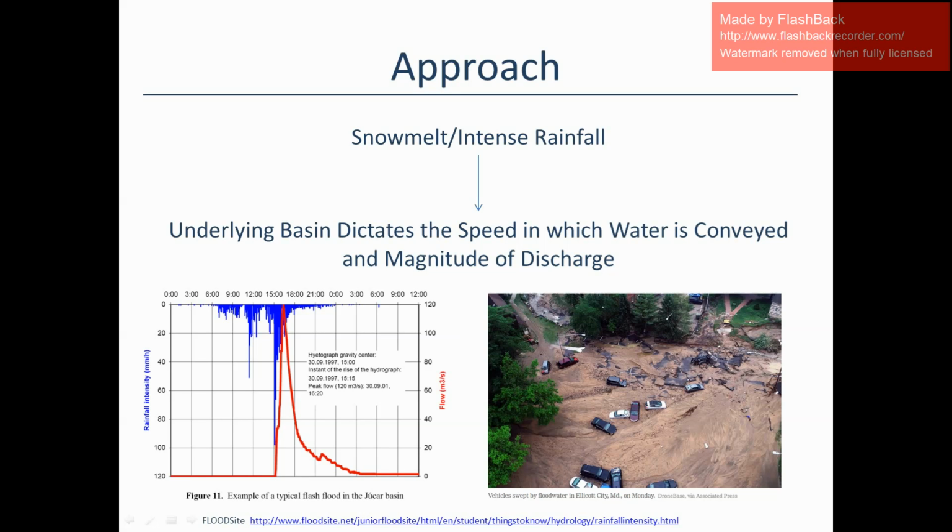The approach of this study was to look at snowmelt and intense rainfall to understand the hydrograph, such as this, where we have a lot of precipitation, and then here's the streamflow hydrograph, saying the underlying basin dictates the speed in which water is conveyed and the magnitude of discharge. In this image below, you can see that it was an urban area, so it really conveyed water and sediments being carried by the water.